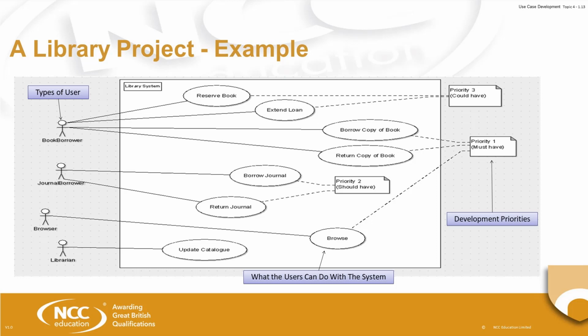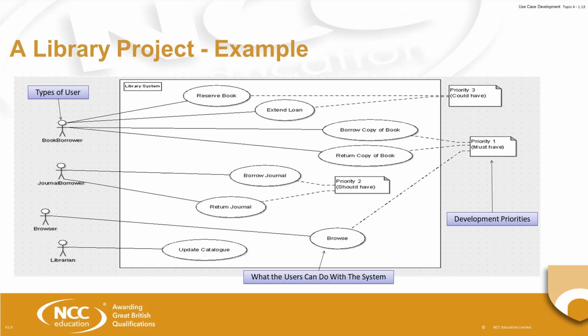Our use cases are represented by ovals in the middle, and of course they represent what the users can do with the system. And we've got our priorities, which are notes in UML. Okay, you can tell they're notes because they've got a little turned over corner, and the notes are linked to other elements of UML using a dotted line, as you can see in this diagram.